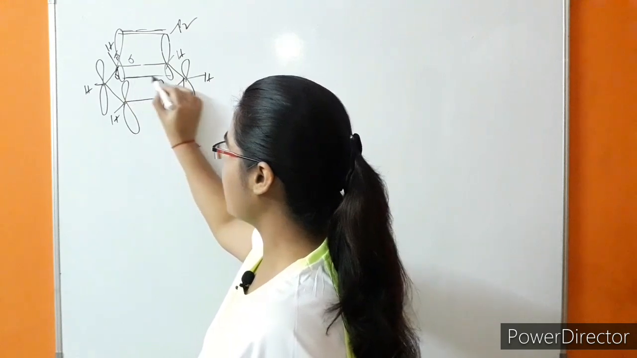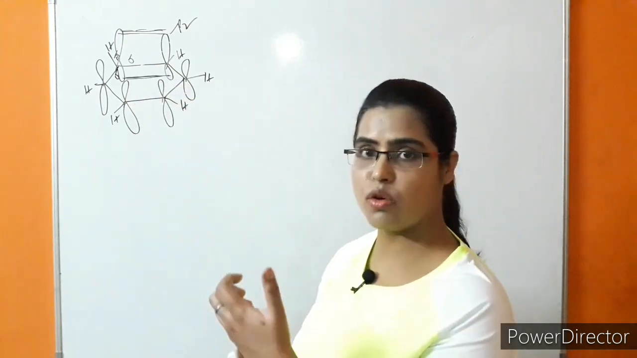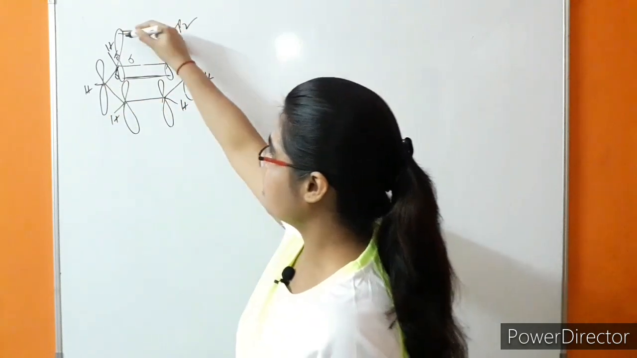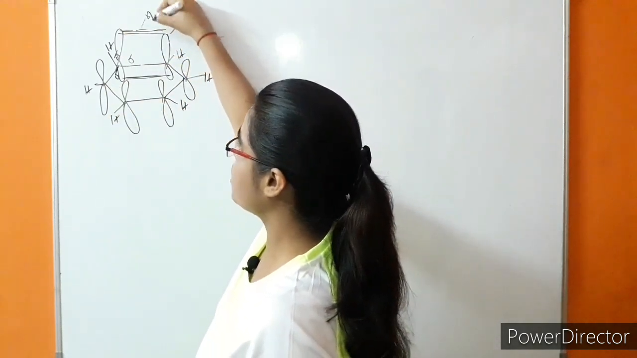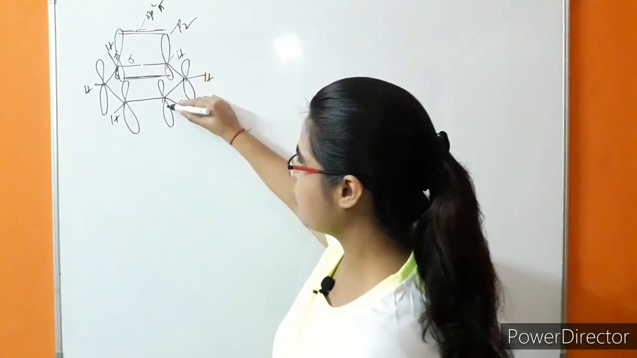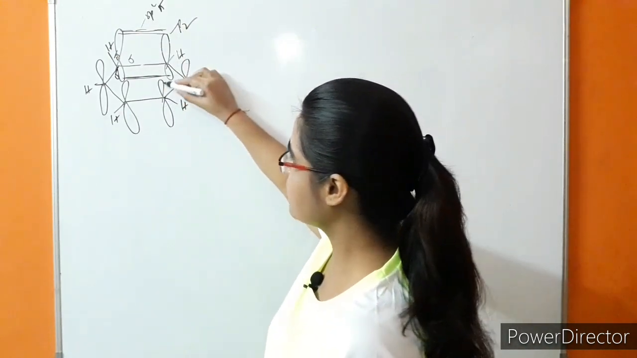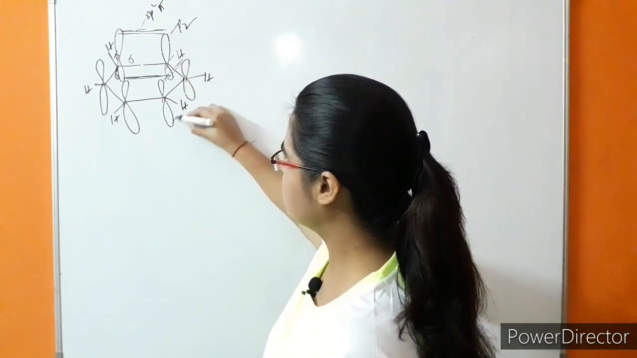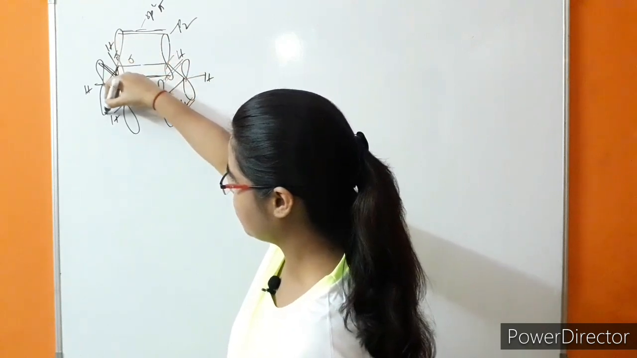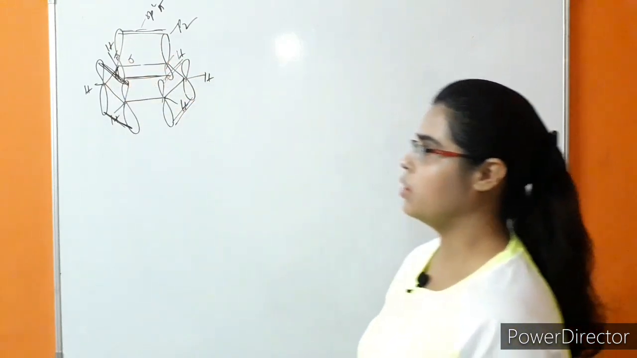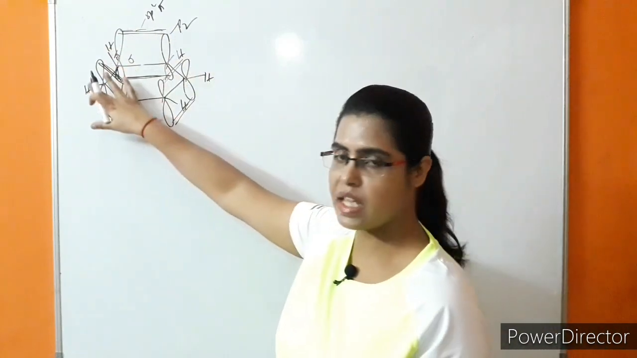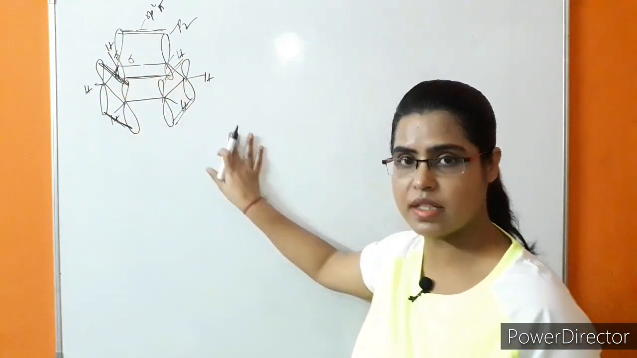There is weak overlapping taking place from both the lobes, from both the sides, that is the upper lobe and the lower lobe. So there is formation of a pi bond. Similarly, this carbon will also overlap with this, and this pz orbital is overlapping with this pz orbital. So there is a formation of 3 pi bonds in the case of the benzene ring.